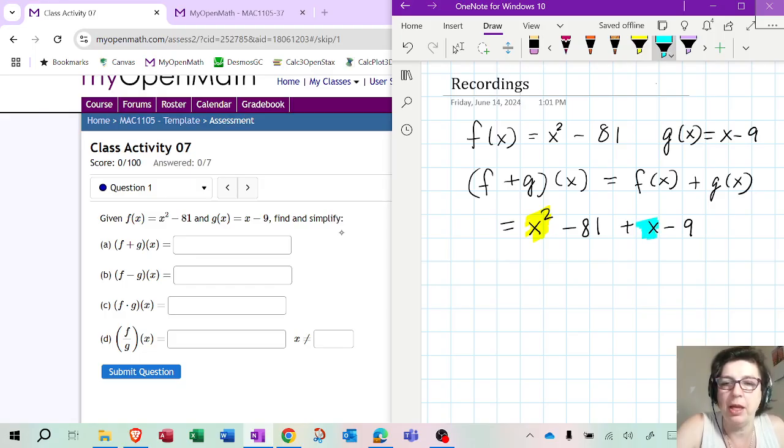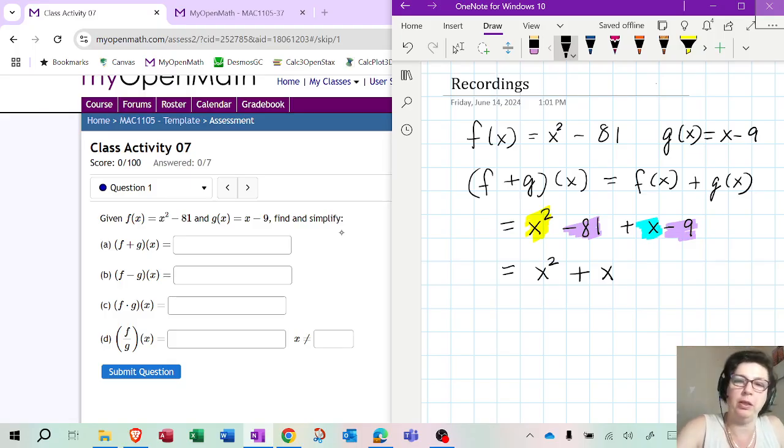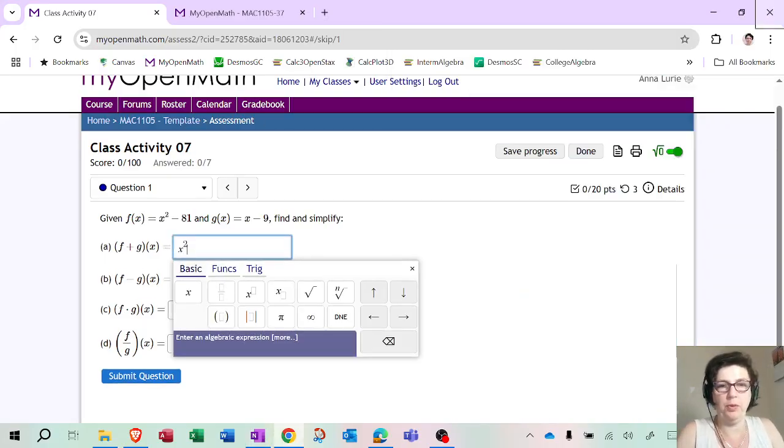Now, x is also by itself. There's nothing else that's like 5x or 3x or something like that. So you cannot simplify that. But the numbers, negative 81 and negative 9, can be combined into one term. So to simplify, this is going to be x squared plus x, and then negative 81 subtract 9, so you start at negative 81 and go 9 to the left. That will give you negative 90. Okay, so that I can put right here. So this would be x squared plus x minus 90.